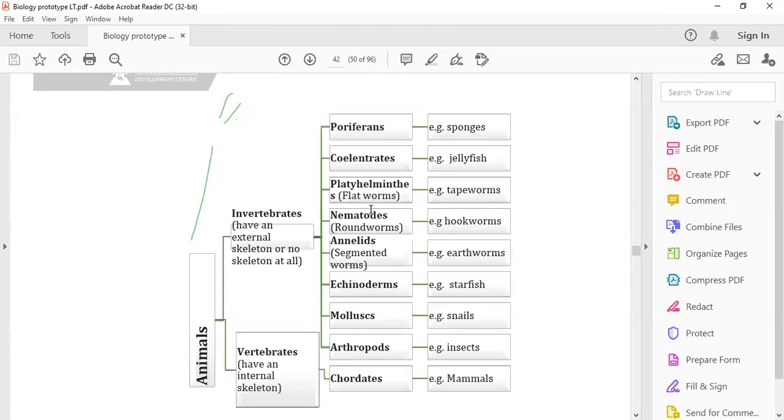Then we have phylum Nematoda. Here in the book, you have written them as nematodes, for example, hookworms. These nematodes are the roundworms. The common example is Ascaris.